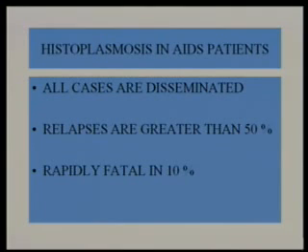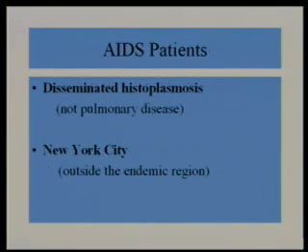Histoplasmosis. This is the most common fungal infection in AIDS patients, is histoplasmosis. All cases are disseminated, relapse greater than 50%, and rapidly fatal in 10%. Disseminated disease in the AIDS patient, not just pulmonary. And then there are a couple of cases out in New York City, which is not in the endemic area. This is an anal lesion. And of course, you can't tell that that's histoplasmosis from this. It's not where histoplasmosis is supposed to be.